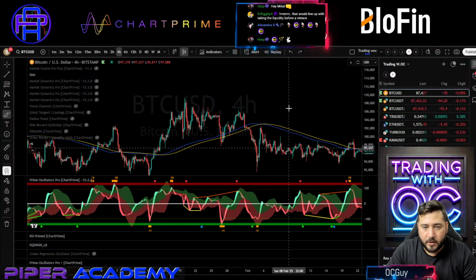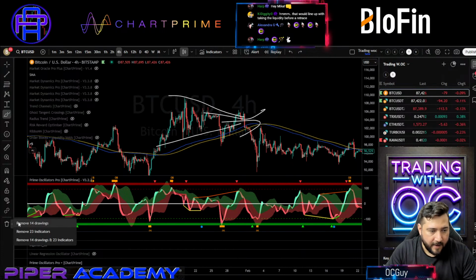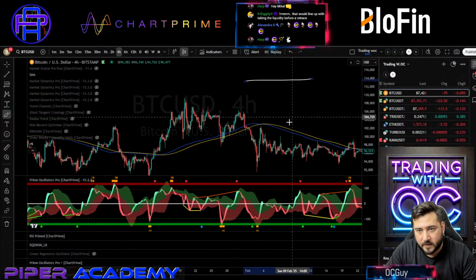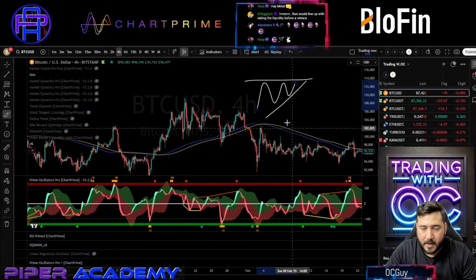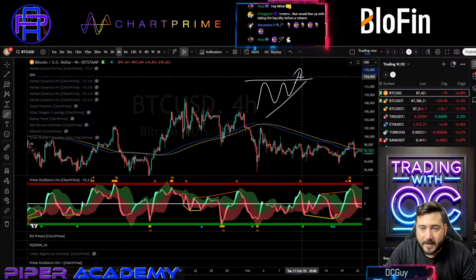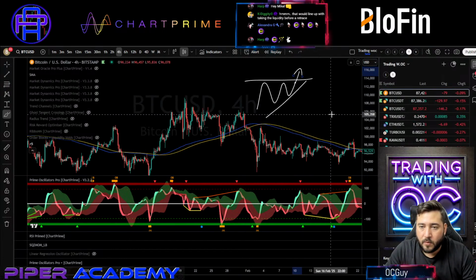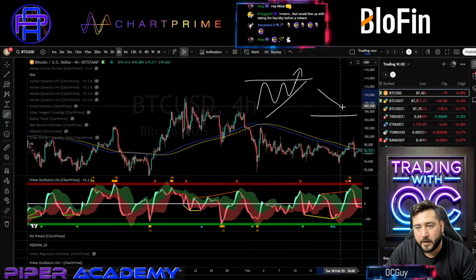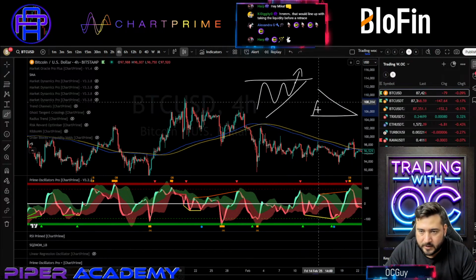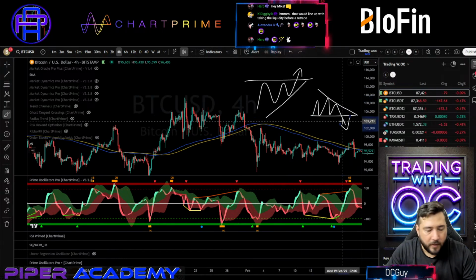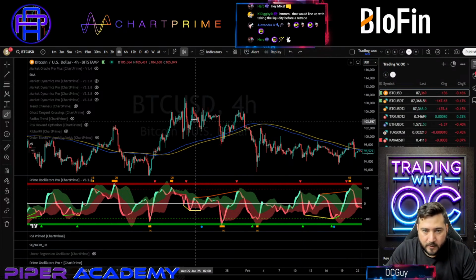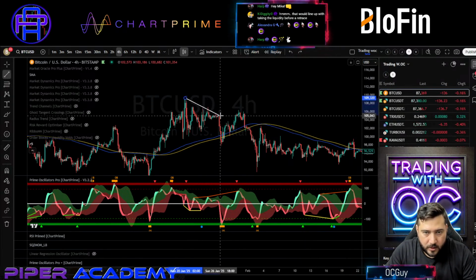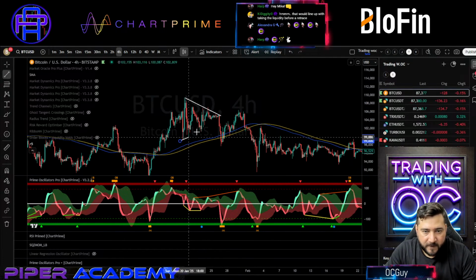What other kinds of triangles do we have? We have flat top triangles. Usually we break to the flatness of that triangle. And then we also have flat bottom triangles like this. And where do we break to? We break to the flat area of the triangle. When we have a symmetrical triangle, like this one, the chances are 50-50.